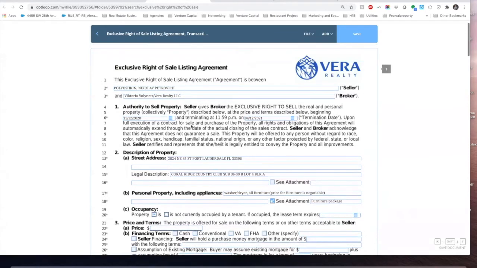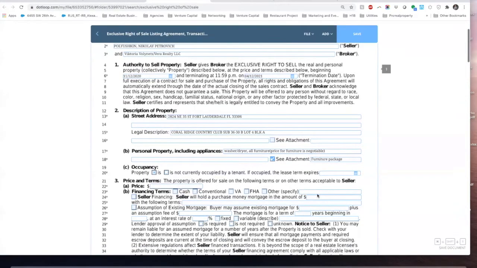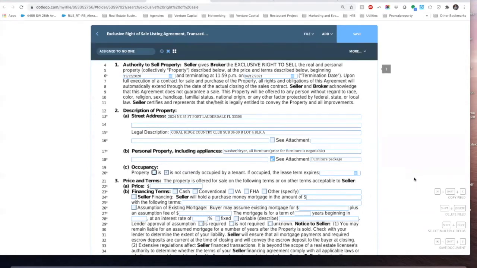And also, if it's leased out, let's say this house was leased for like $7,000. You need to calculate the return which it generates in order to understand the cap rate, how much profit it gives. That's another point which investors will ask you. So the property is not currently occupied.